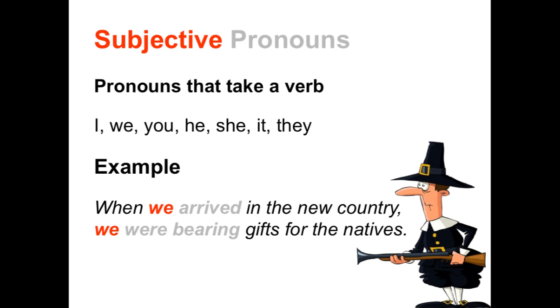When we arrived in the new country, we were bearing gifts for the natives. We is a pronoun that is taking the place of a group of nouns. Since in this sentence that group of nouns is taking the verbs arrived and were bearing, we use the subjective pronoun we rather than the objective form.